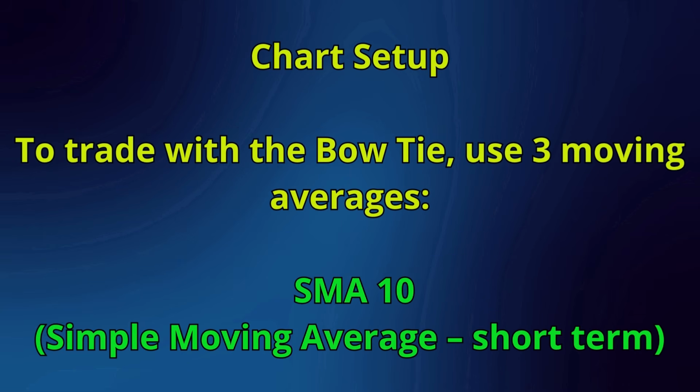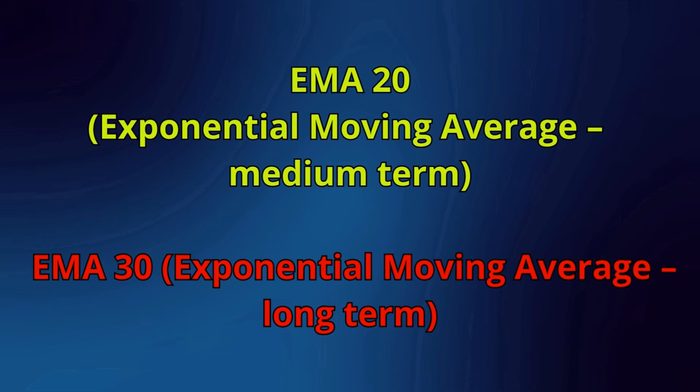Alright, let's get into the chart setup. The entire strategy requires just three moving averages. We'll start with the first one, a 10-period simple moving average, the SMA 10. This indicator will track the market's short-term momentum for us. The second indicator is a 20-period exponential moving average, the EMA 20, which gives us a medium-term perspective. To complete our setup, we add the third and final line, a 30-period exponential moving average, our EMA 30. This will serve as our guide for the underlying long-term trend.